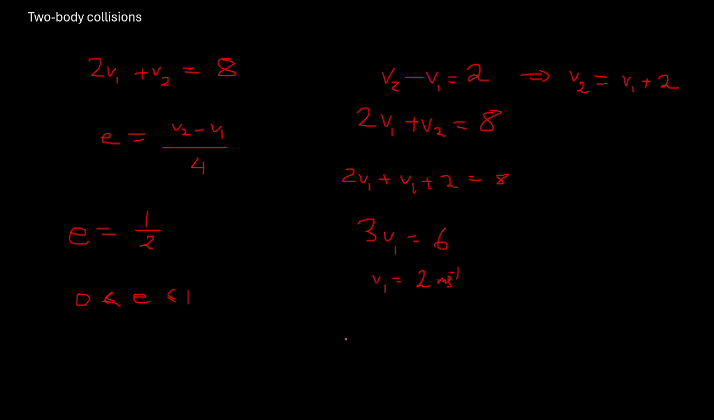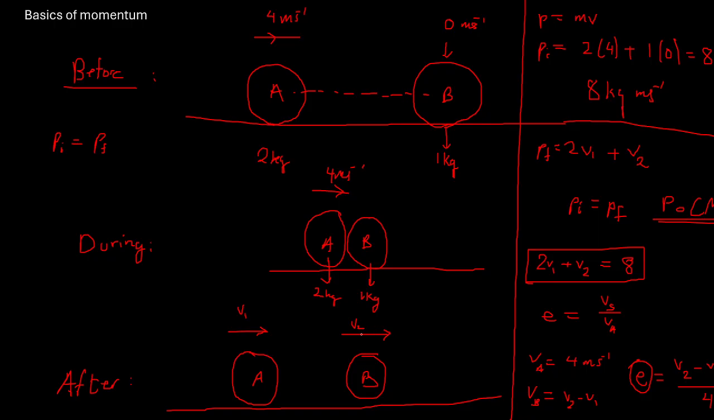Now we find v2. v2 is simply v1 plus 2, which is 2 plus 2, which is equal to 4 meter per second. So when you go back, you can see that the velocity of b is actually 4 meter per second, and velocity of v1 will be considered 2 meter per second. Now you shouldn't worry about what direction you took v1 and v2 as.